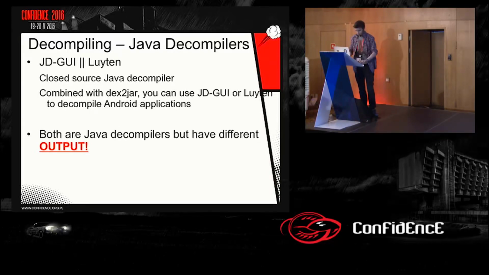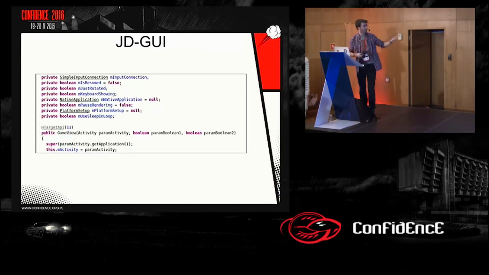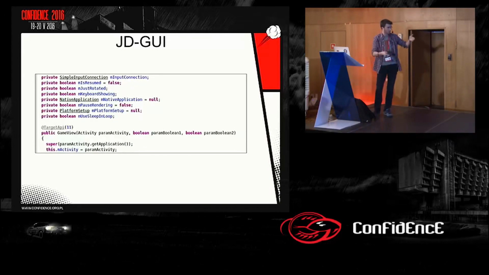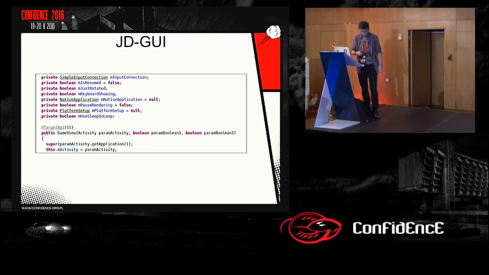But one thing that I want to focus on is that even though both are Java decompilers, they produce different output. Here I will put the same screenshot for decompiling with JD-GUI and Luyten. We can see in the method game view, we have the arguments of the application, but we have param Boolean 1 and param Boolean 2. So we don't know what these variables are or what they are doing.